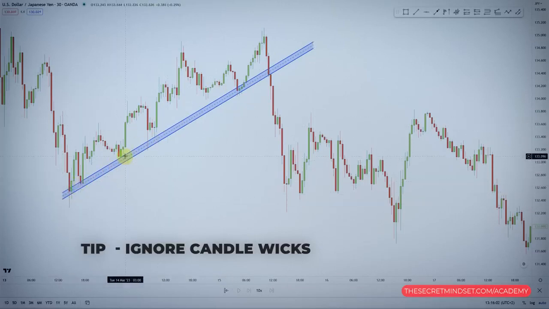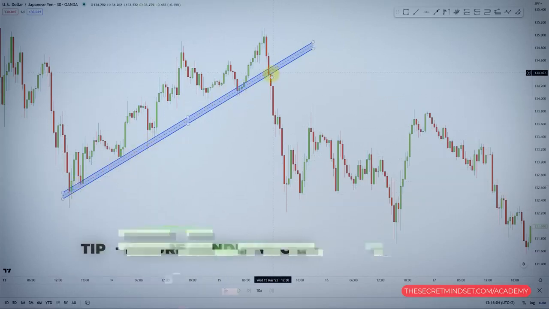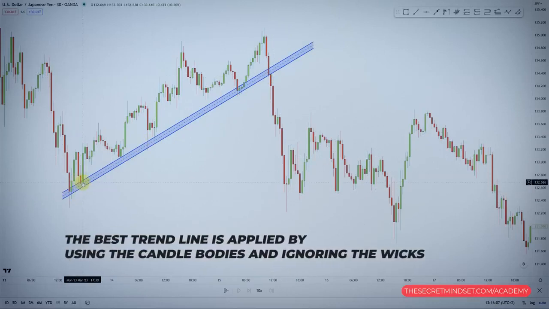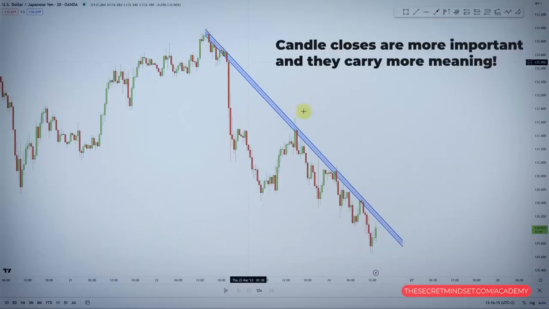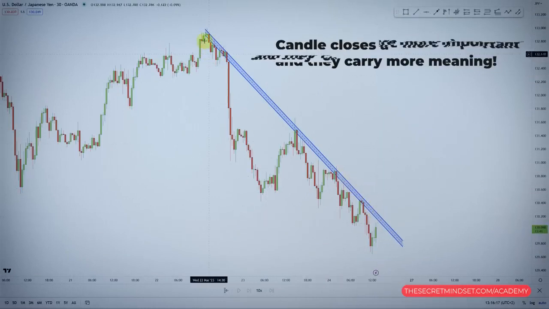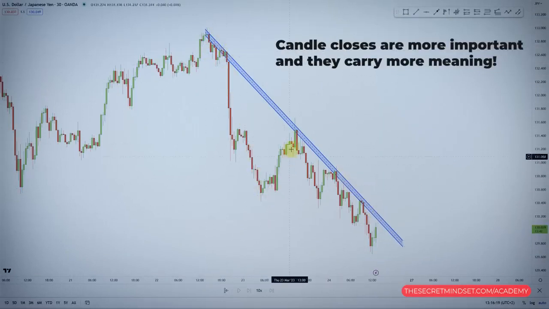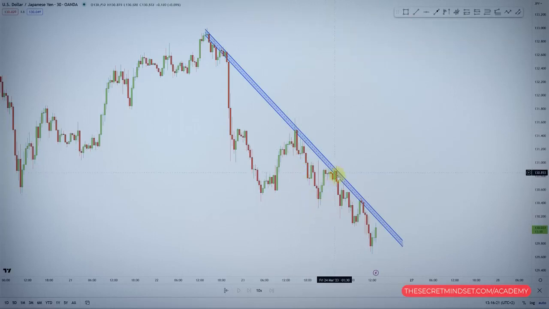There are usually multiple ways to draw a trend line, but from my experience, the best trend line is applied by using the candle bodies and ignoring the tails. In my opinion, closes are more important and they carry more meaning. If a candle closes at a certain level, this means that market participants were ready to accept this level as a market balance point.